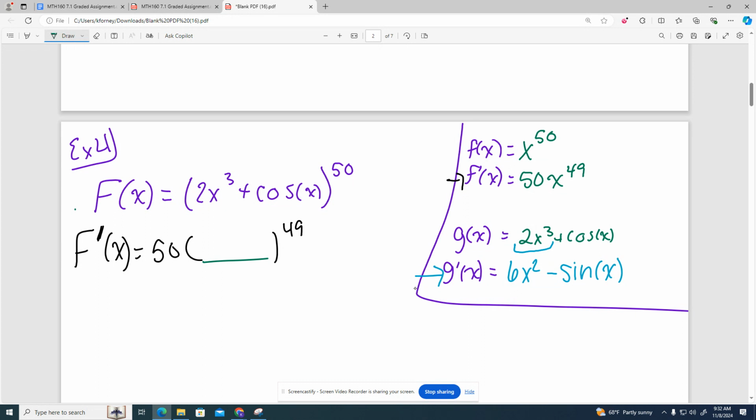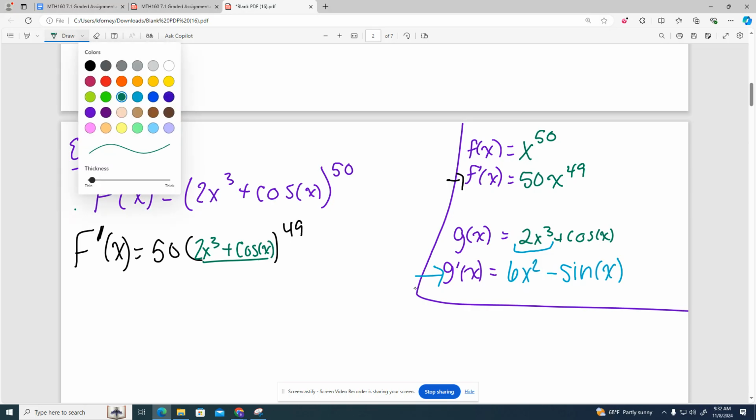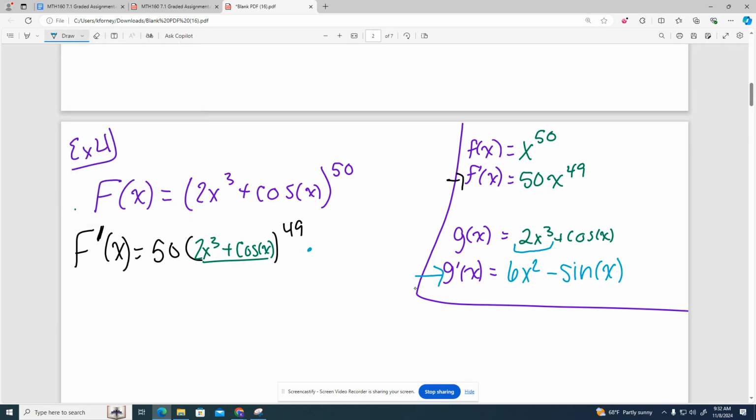The g of x. So 2x cubed plus cosine x. And all of this is going to be multiplied by the derivative. And because we're multiplying it all by the derivative, put the derivative in parentheses, okay? And you could leave it like this.